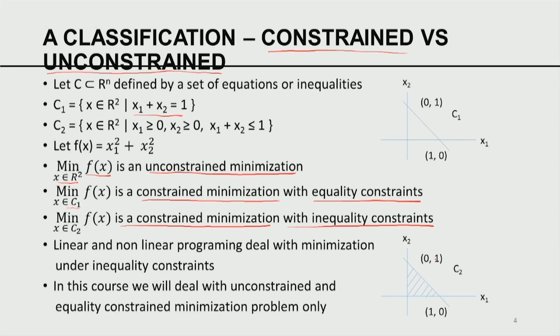Of these three problems, constrained optimization with inequality constraints is the most difficult one, but these problems are now very thoroughly understood. This body of literature represents one of the most thoroughly understood disciplines within optimization theory. The theory of linear and nonlinear programming deals with minimization under inequality constraints. You may have heard of linear programming, nonlinear programming. What do they deal with? They deal with minimization under inequality constraints.